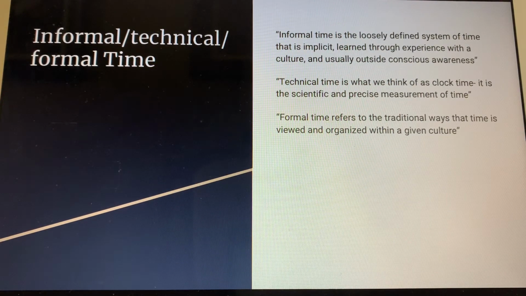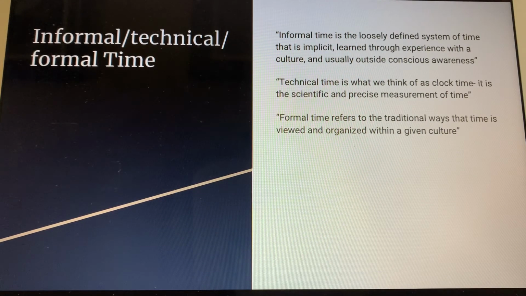So I'm going to be going over what informal, technical, and formal time is. And these are all definitions according to the textbook by Guerrero, Floyd, and Burgoon. Informal time is the loosely defined system of time that is implicit and learned through experiences with the culture and usually outside conscious awareness. So this is something through, for example, like work culture. In America, you're expected to arrive 10 to 5 minutes earlier than when you start, and that's just through culture.